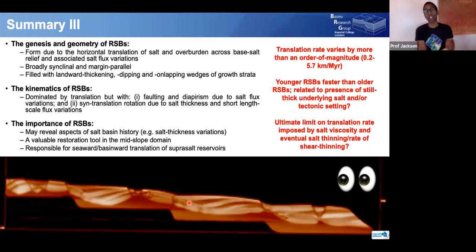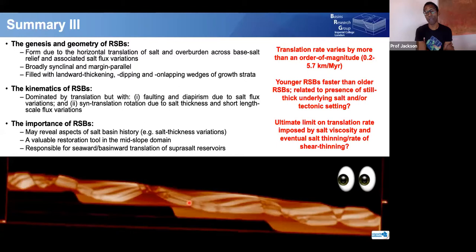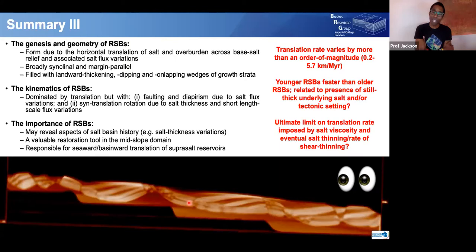So just to return to that compilation of dates and rates, which I showed when I did a mop-up of some of the documented cases, we see that the translation rate can vary by more than an order of magnitude. So around 0.2 kilometers per million years to over five, nearer to 6 kilometers per million years. So younger Ramp-Syncline basins seem to be faster than old ones. And is that simply related to the presence of still thick underlying salt?